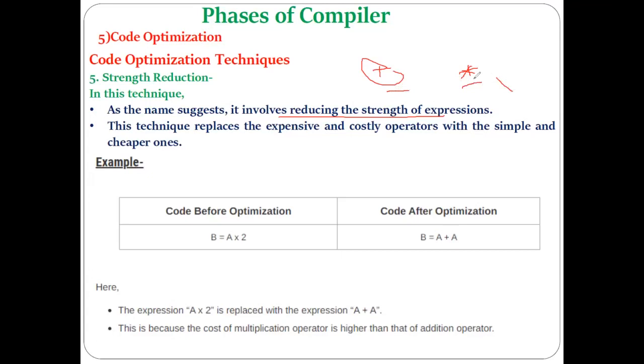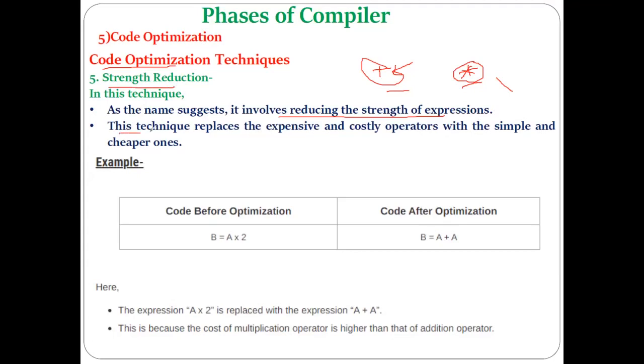Understood? Less strength, more strength means what? If in your program more strength operators are utilized, then more processing time can be required. If less strength operators are utilized, then the time required to process that code will be less. So if in a certain expression a high strength operator is present, and it is possible to replace it with a low strength operator, then that is considered code optimization using the technique of strength reduction.